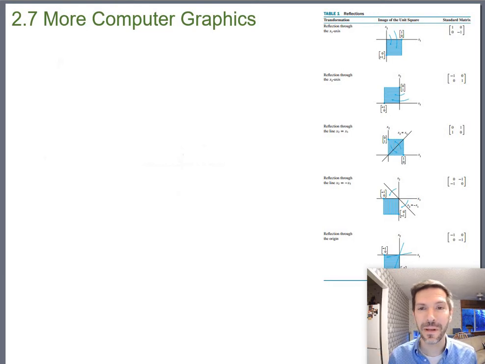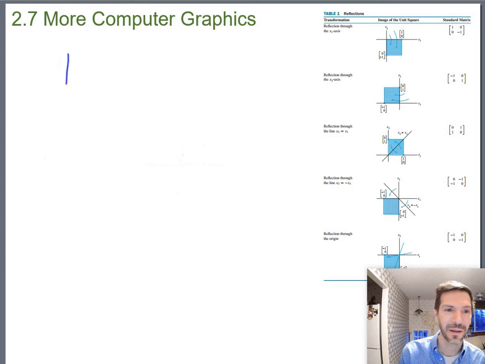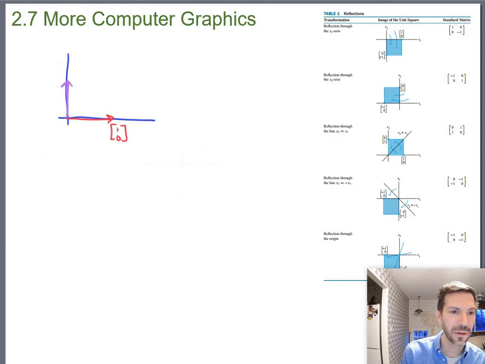And in my videos, I kind of waved my hands at those and said you shouldn't need the tables because it's really all about what happens to the unit square. So if you look at the two basic unit vectors, if you look at 1, 0 and you look at 0, 1, and you imagine that those sort of determine a unit square here.